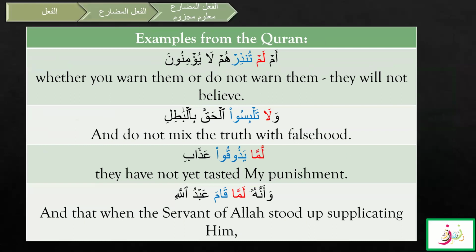So let's see the examples from the Quran. The first example is "am lam tunzirhum la yu'minun": whether you warn them or do not warn them, they will not believe. Lam tunzir. Here you can see that it is getting a sukoon. Lam tunzir, because it is preceded by a harf of jazm, the fi'l mudari is getting a sukoon.